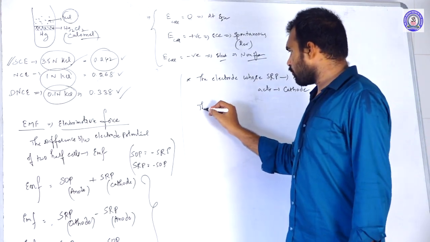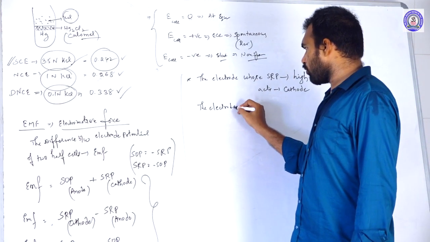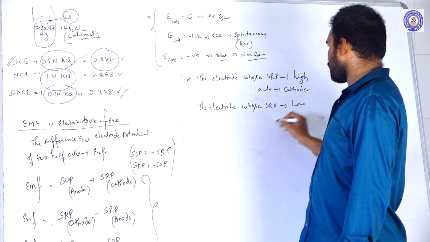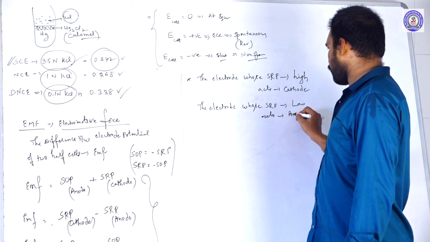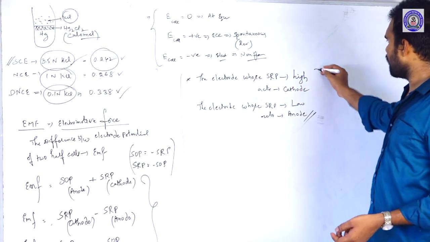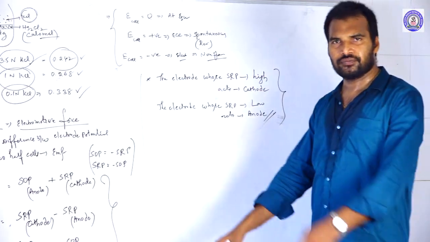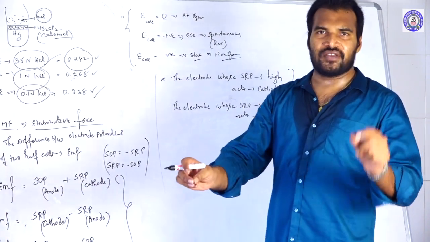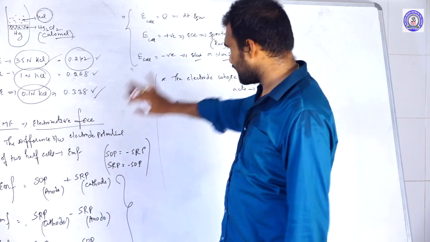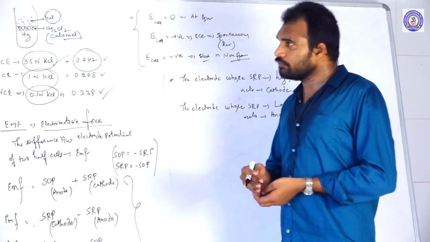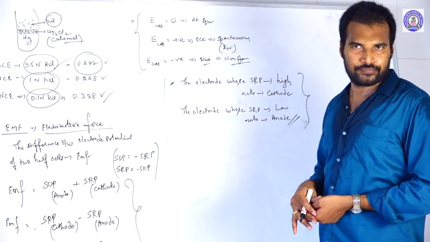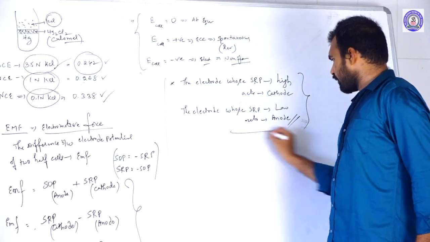And the electrode whose SRP value is lower will act as anode. So simply by using this, you can identify which is anode and which is cathode. Once you identify them, you can easily calculate the EMF of the cell. So this is about the electrode potential and how to calculate the EMF of the cell. Next, let us move to the next one.